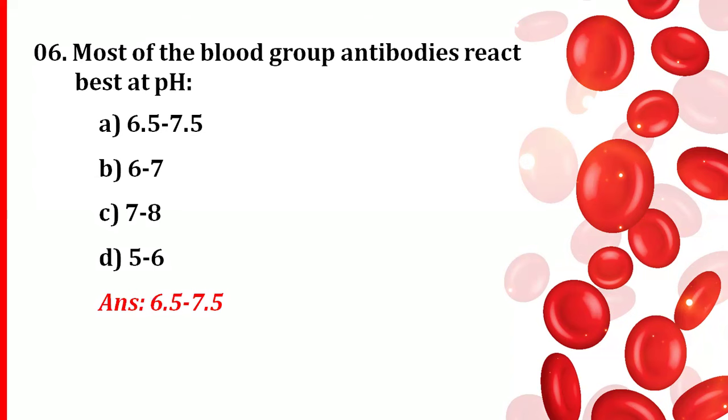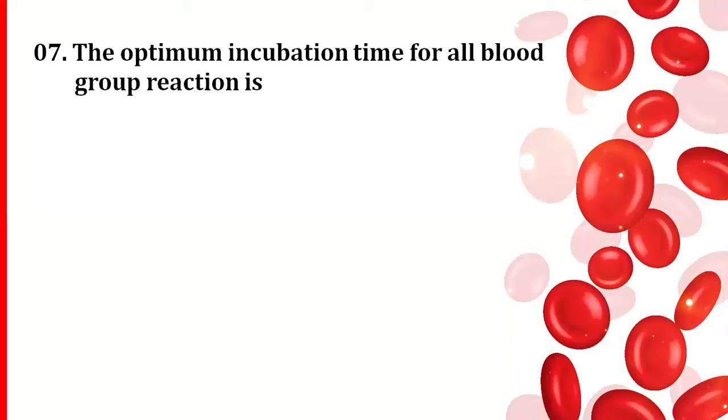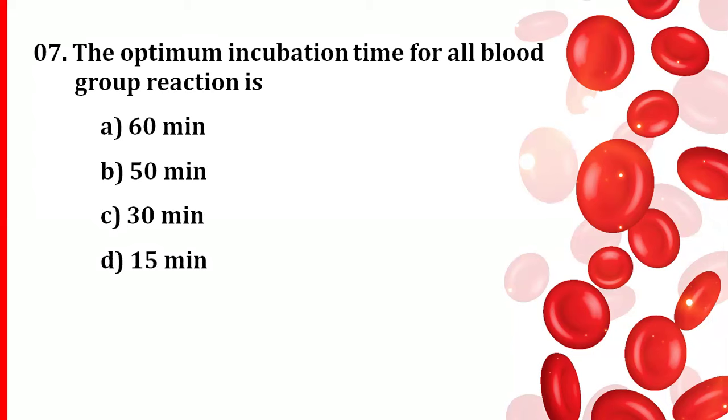Next question, the optimum incubation time for all blood group reactions is option A, 60 minutes, option B, 50 minutes, option C, 30 minutes, option D, 15 minutes. So here the right answer is 60 minutes. What is the optimum incubation time? What is the minimum time we have to wait for reaction? That is 60 minutes. So minimum 60 minutes is considered the optimum incubation time.